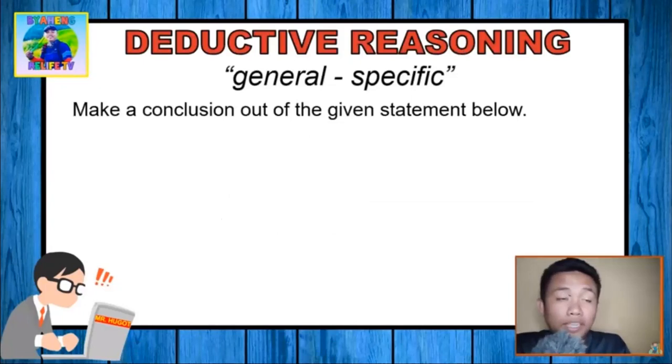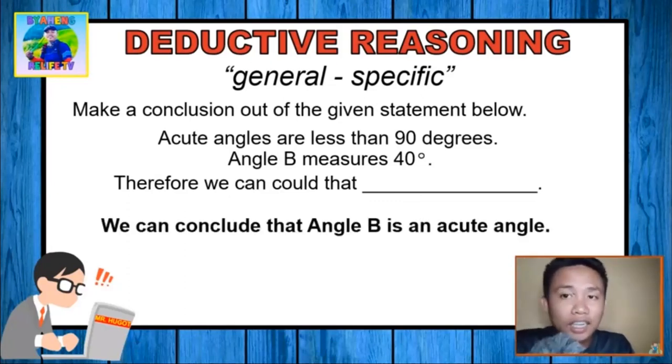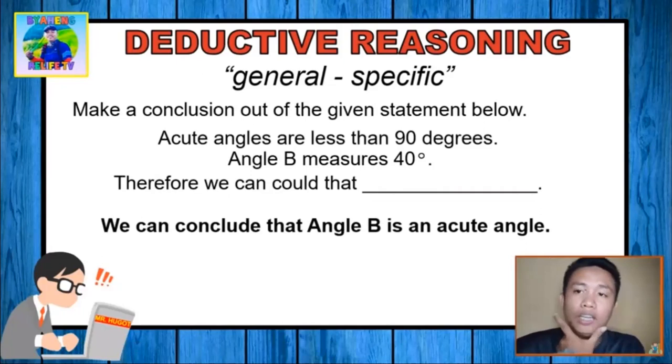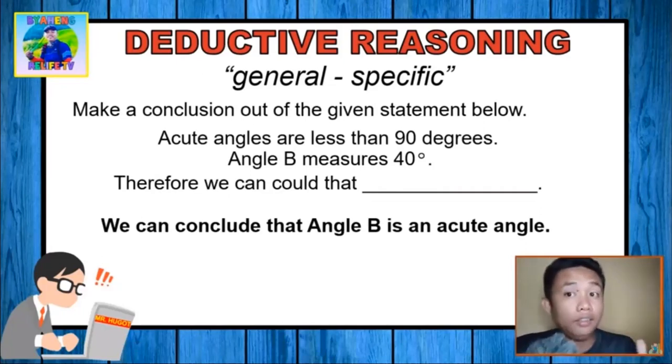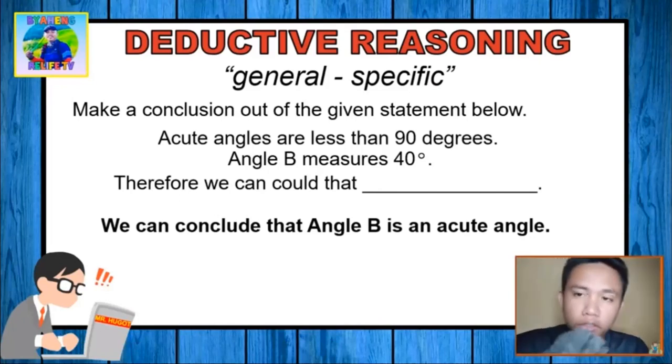So, another example, guys. Acute angle is less than 90 degrees. Angle B measures 40 degrees. Therefore, we conclude that, from general to specific again, guys... okay, very good. Si angle B po ay isang acute angle. Like me, acute angle. Okay? So this is an example of deductive reasoning.